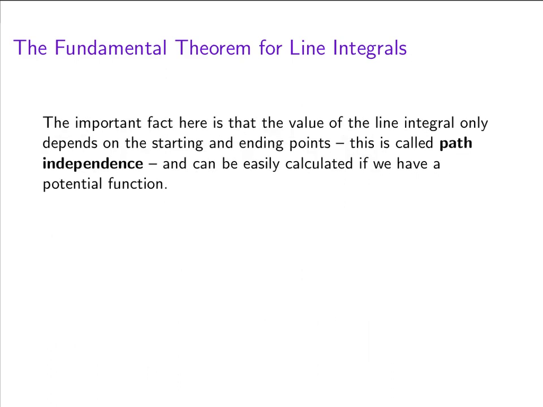Now here's the important fact about line integrals through conservative vector fields. The value of the integral only depends on the starting and the ending point. This is called path independence. It doesn't matter what path you take, it only matters where you start and where you end. And of course, the value of the integral can be very easily calculated if we have a potential function.